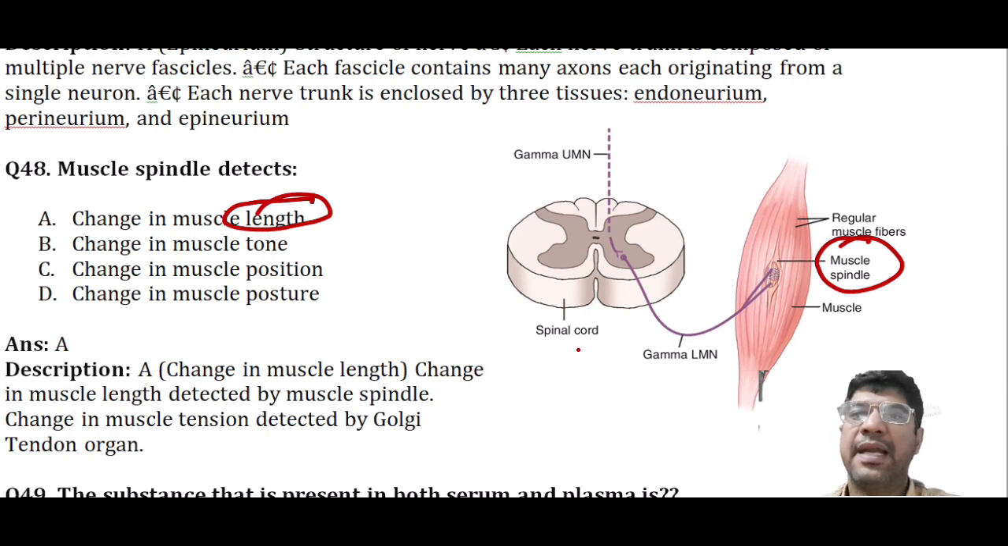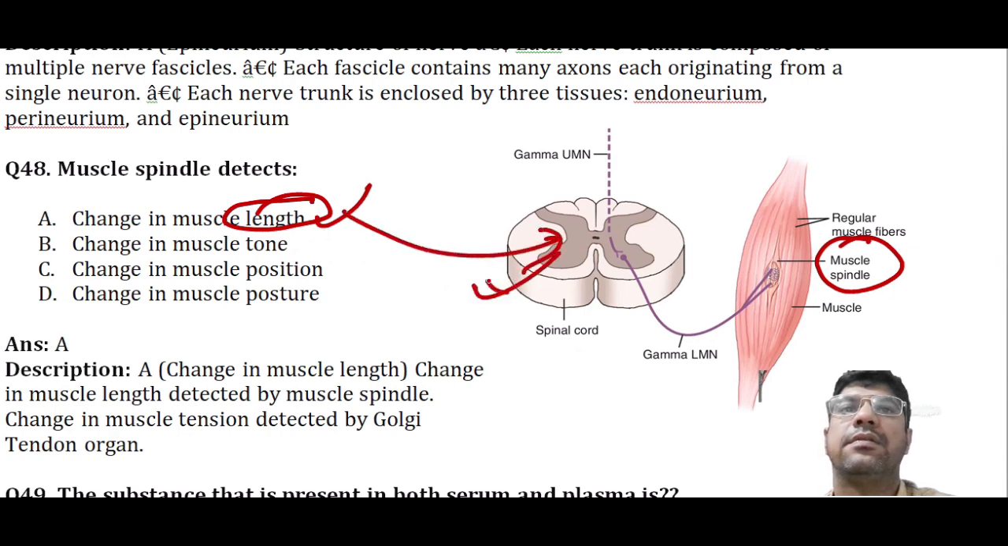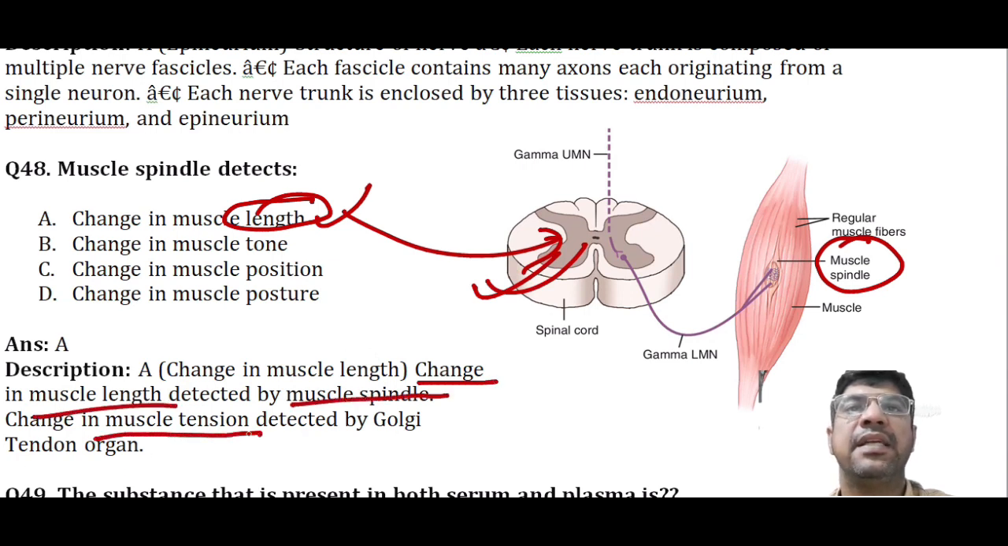So it can decide whether to make adjustment in the muscle's activity to accommodate the stretching and maintain the muscle control. So muscle spindle detects the changes in the muscle length. Remember, change in the muscle length is detected by muscle spindle, whereas the change in muscle tension is detected by the Golgi tendon organ.